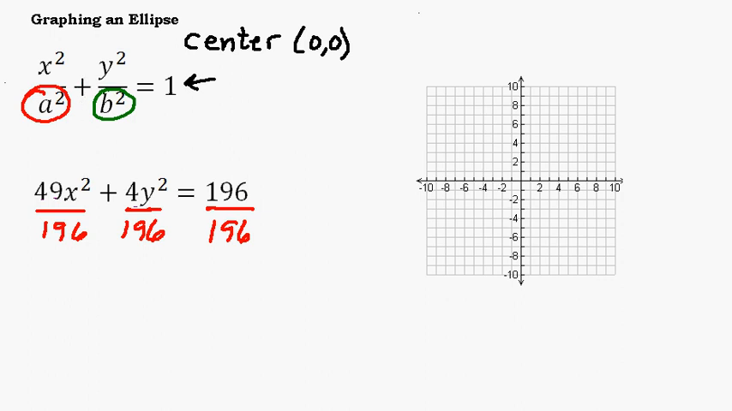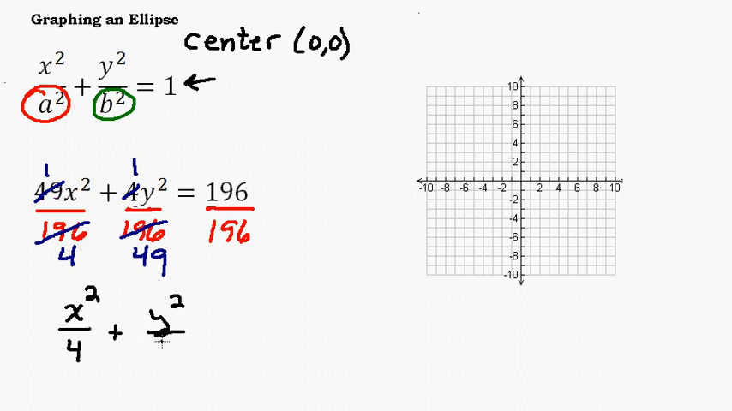Now, as I said in these beginning examples, it usually works out pretty nicely, and in this case it does as well, because 49 goes into 196 exactly 4 times, and 4 goes into 196 49 times. So let's see what we have now after dividing. We have x squared over 4 plus y squared over 49 equals 1. All right, that looks good.